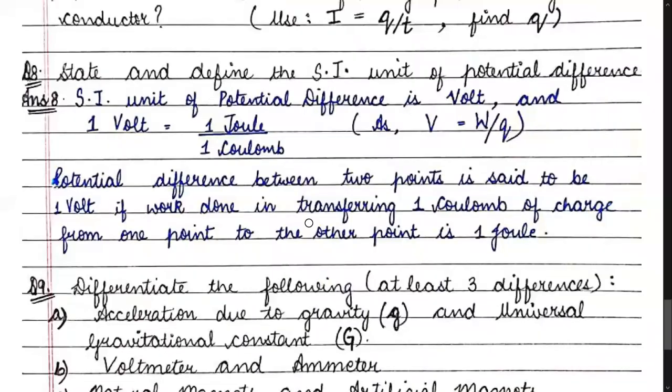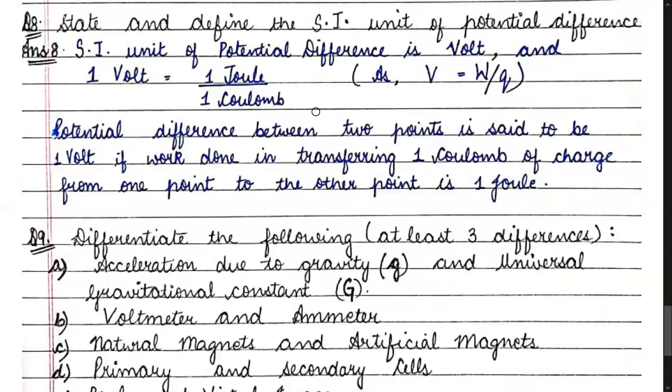Next question is state and define the SI unit of potential difference. So you don't have to just write down the unit. You have to define it also. So first of all, you write down that the SI unit of potential difference is volt. And then according to the formula, potential is equal to work upon charge. I can say that 1 volt is equal to 1 joule divided by 1 coulomb.